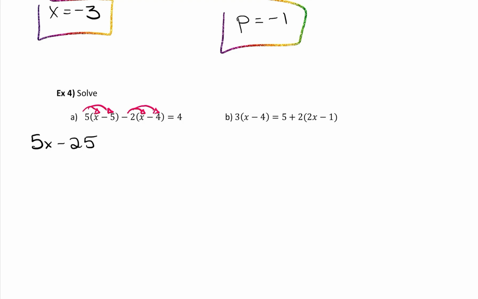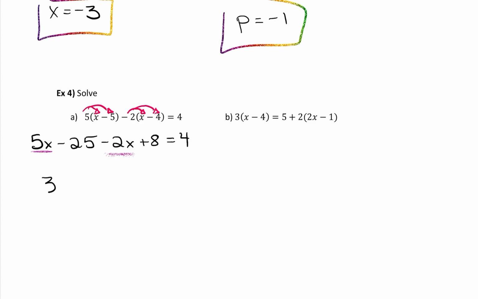Now let's move on to the negative 2. Negative 2 times x is negative 2x. Negative 2 times negative 4 is plus 8. Equals 4. Now this is where things get tricky, because what I want you to notice is that the 5x and the negative 2x are already on the same side. So we are going to combine them without changing any signs.